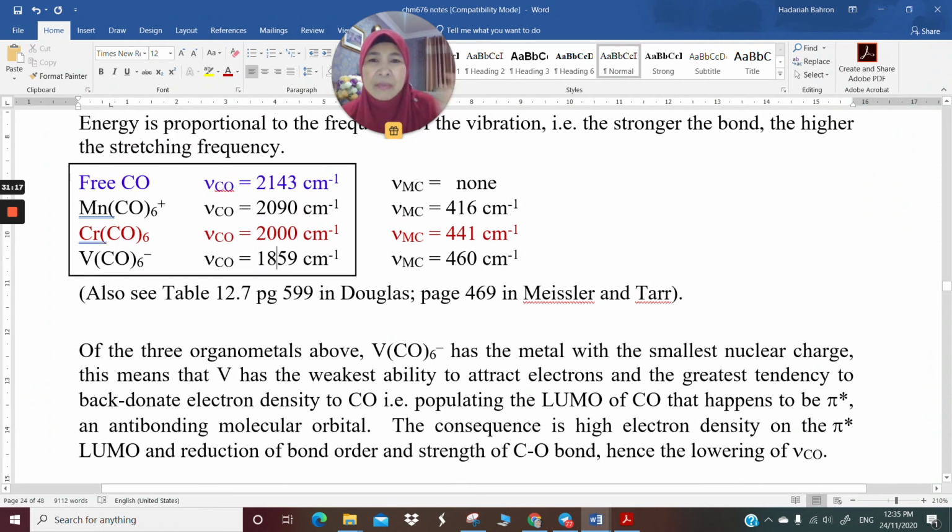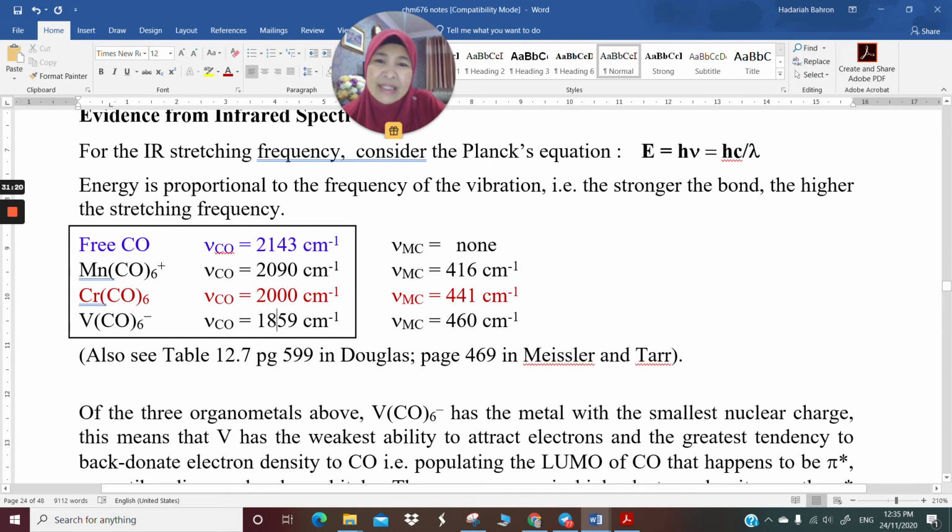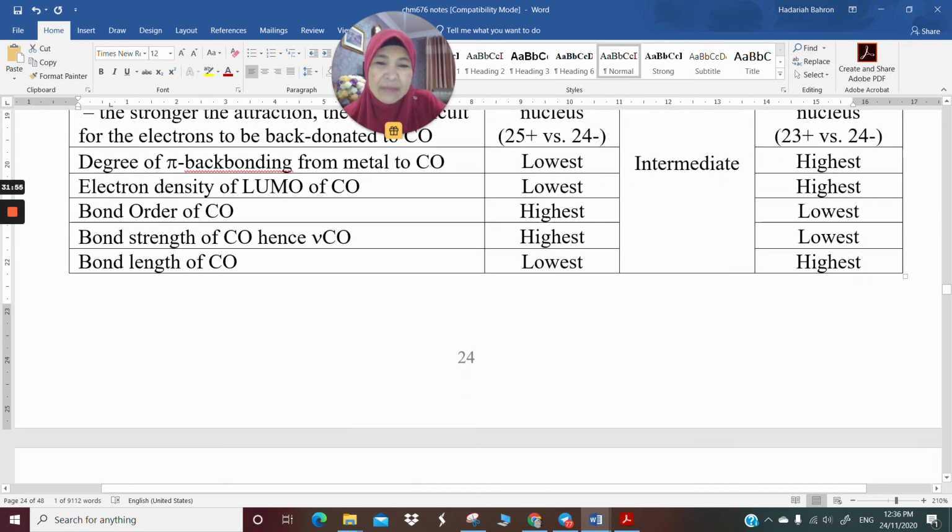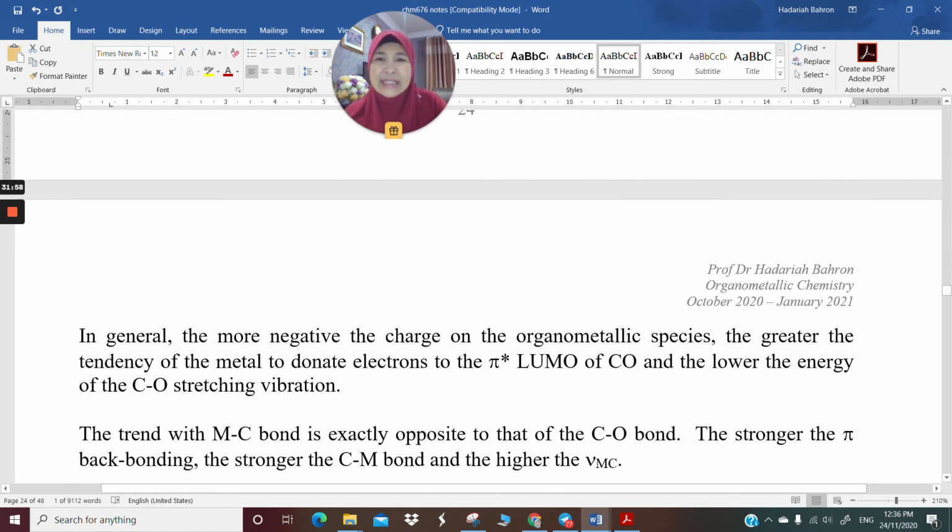And obviously, the degree of pi back bonding is also reflected through the strength of the metal to carbon bond. The more pi back bonding, the stronger that metal to carbon bond. There is a lot of pi back bonding happening in your vanadium, so you have the metal to carbon bond being strongest, followed by CrCO6, and then the weakest metal to carbon bond is found in MnCO6 plus, because the degree of pi back bonding in MnCO6 plus is low. I hope that is easily followed by you, the argument and the explanation.